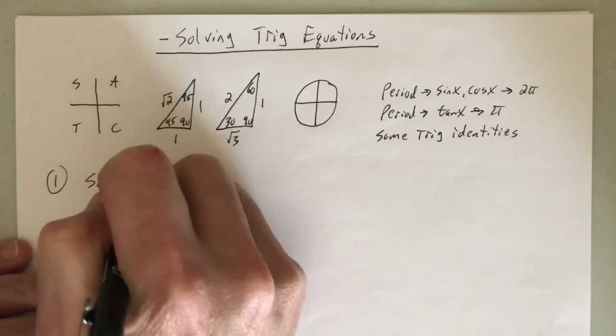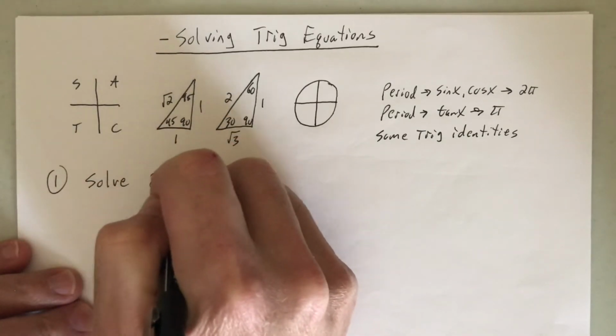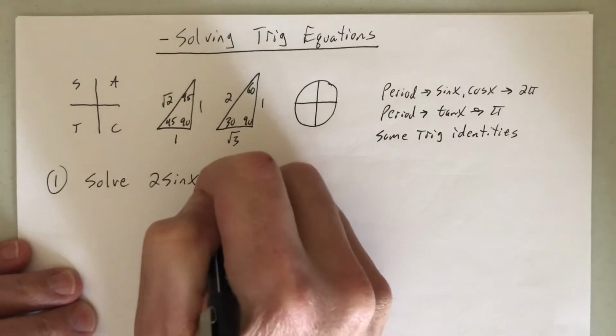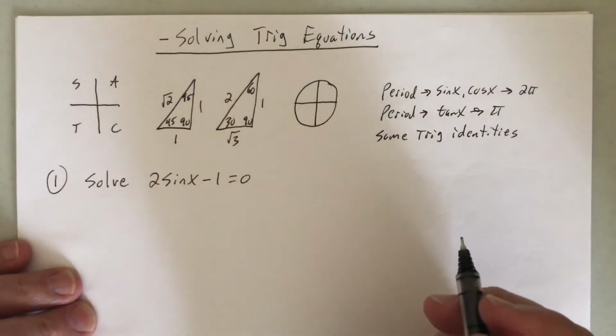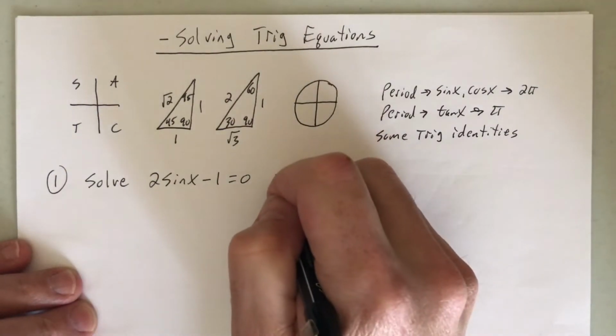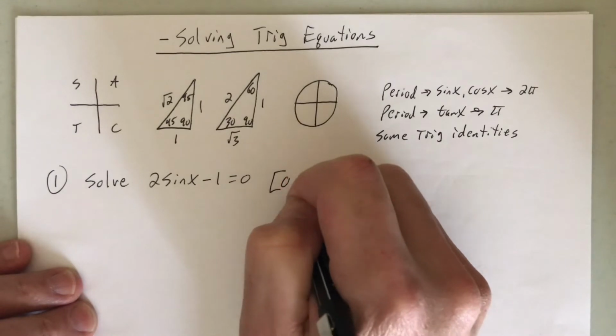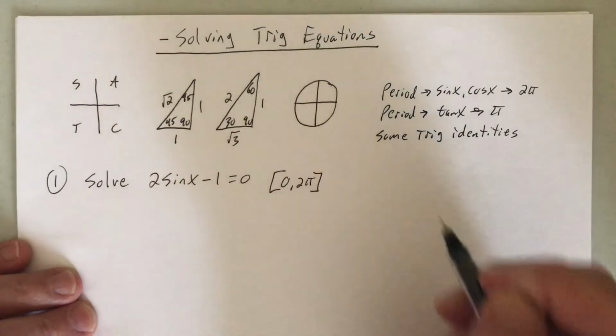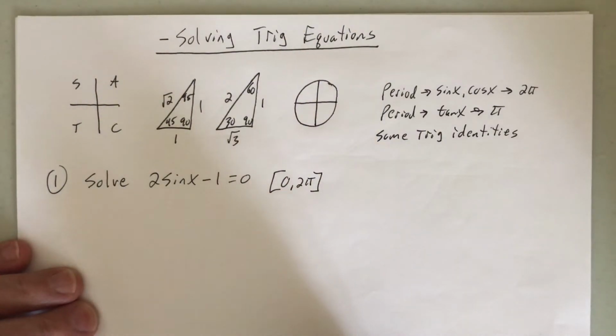So we want to solve 2 sine x minus 1 is equal to 0. And it was in the interval from 0 to 2 pi. So that was the interval that we wanted to solve. So the first thing you want to do is get your sine x by itself.